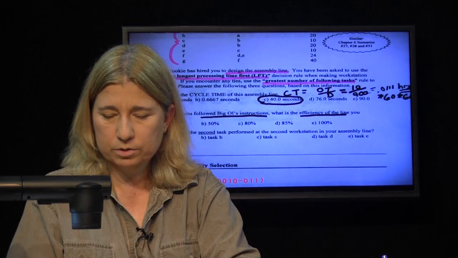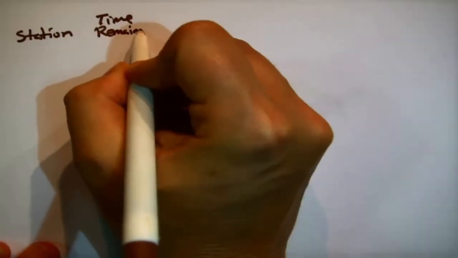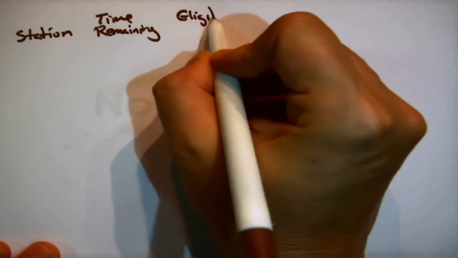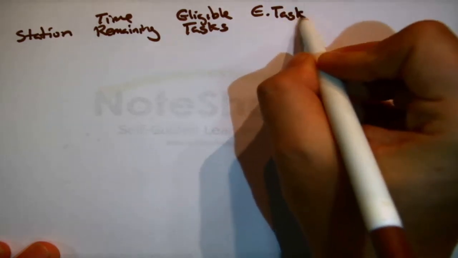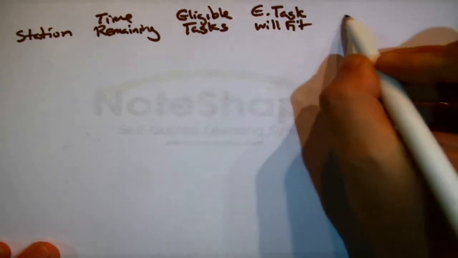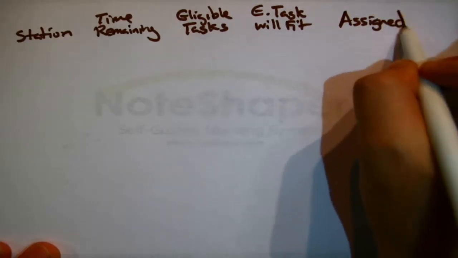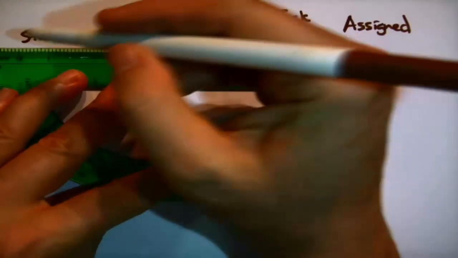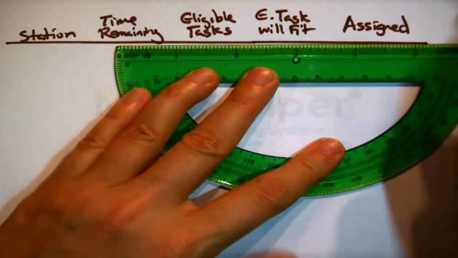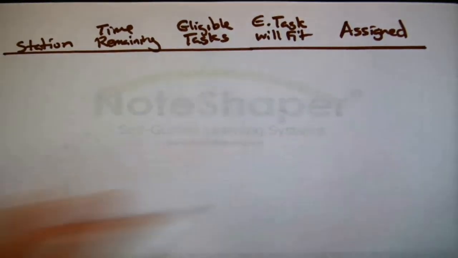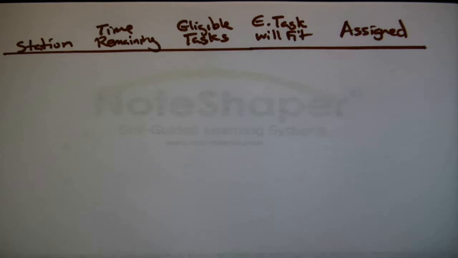Okay, so I'm going to need some scratch paper, some room to work, because you can remember line balancing if you can remember the headers: station, time remaining, eligible tasks, I'm just abbreviating it, that will fit, and assigned. These are column headers, so maybe I should put a nice kind of column header border here.